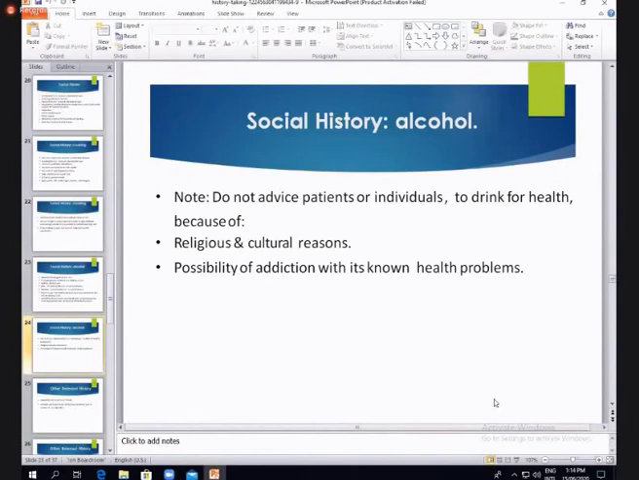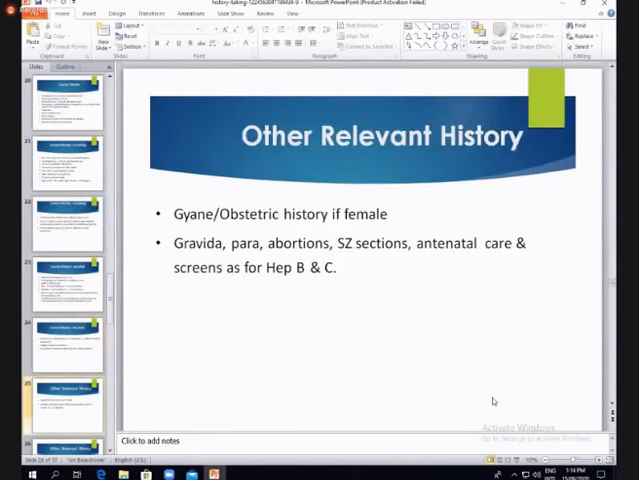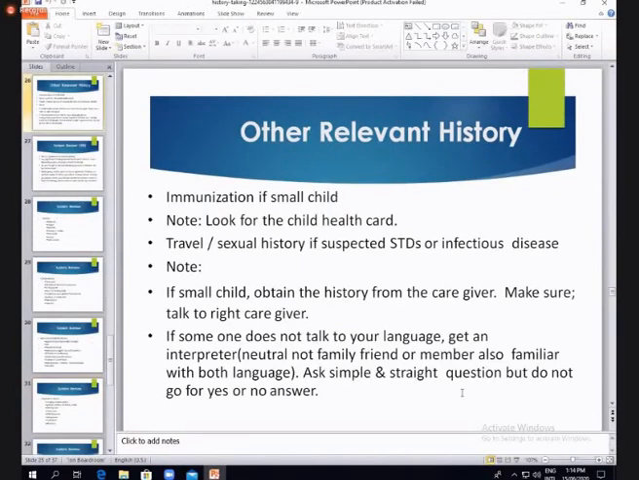So, coming towards the other relevant history, that is the gynae and the obs history, you can inquire about the gravidity, the number of times the patient has conceived, parity, the number of times the patient has been pregnant, abortions, the number of times the patient has lost a child, and cesarean sections, antenatal care, screening for Hep B and C. Other relevant history includes immunization history, whether the child has been immunized.